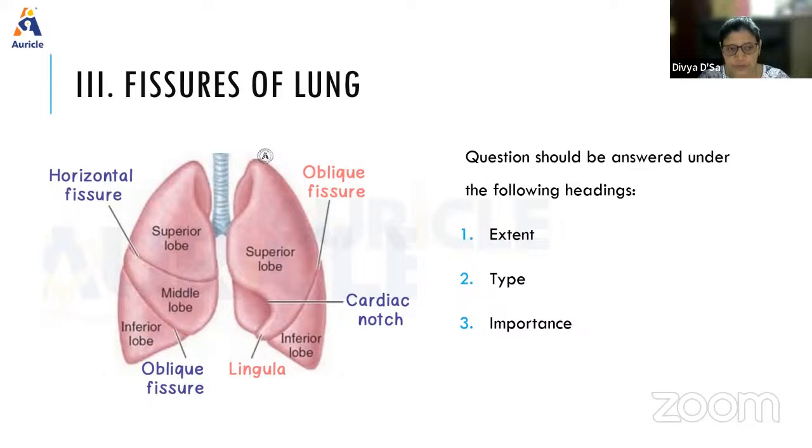So we have two fissures. One is the horizontal fissure, which we see mainly in the right lung, but not necessarily always. Sometimes, as a variation, we may not see the horizontal fissure. But generally it is only on the right side. And the oblique fissure is on both sides, right and left. So I told you the importance of it.